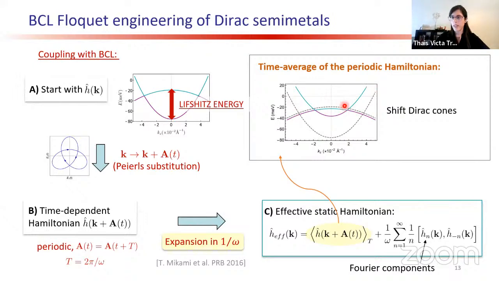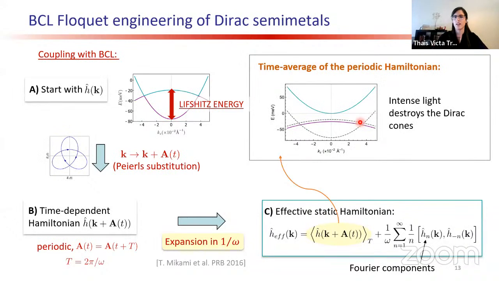You have to be careful though, because if we choose a light field that is very strong, so if we increase the magnitude of A of t, what can happen is that we can get rid of these two cones here. We can have a situation like this where the band inversion is completely undone, and we don't want that to happen. So we have to keep in mind that we have to choose a light field that is not very strong, so a situation like this doesn't happen.